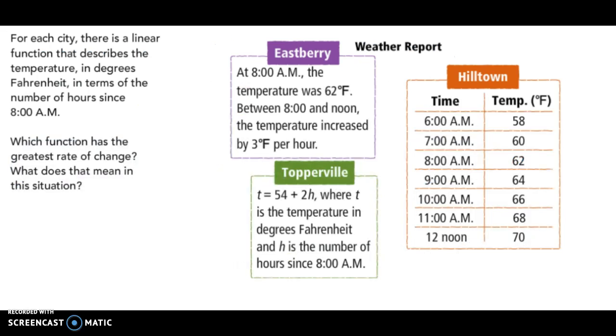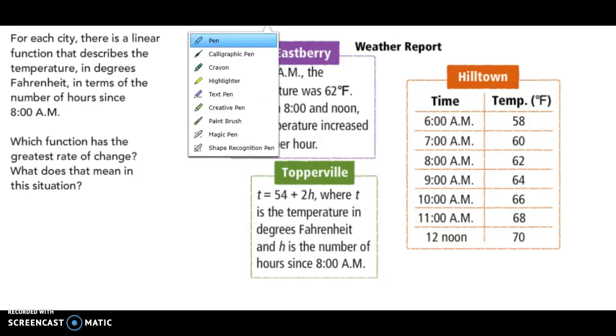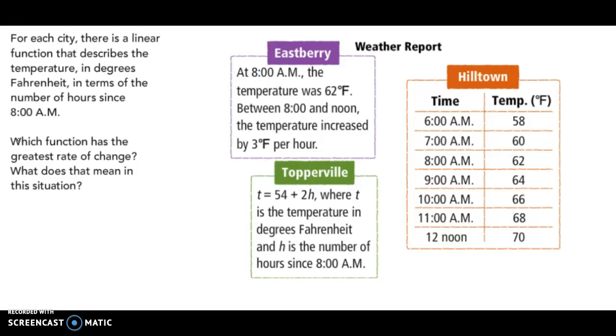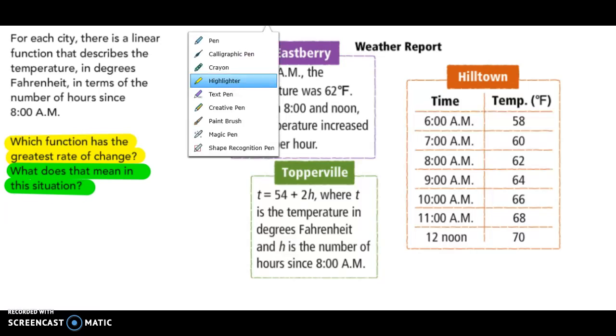So for each city, there is a linear function that describes the temperature in degrees Fahrenheit in terms of the number of hours since 8 a.m. What function has the greatest rate of change? What does that mean in this situation? So we have two questions that we need to answer. The first one is which function has the greatest rate of change? The second question is what does that mean in this situation?